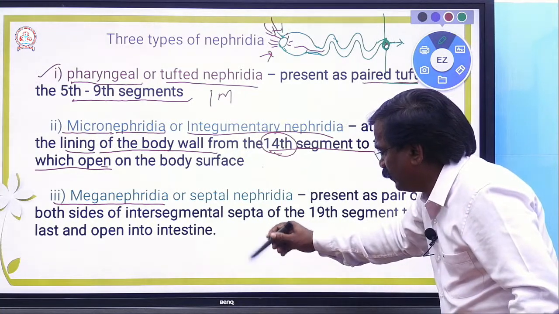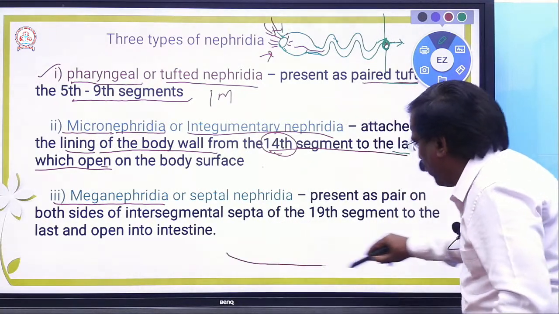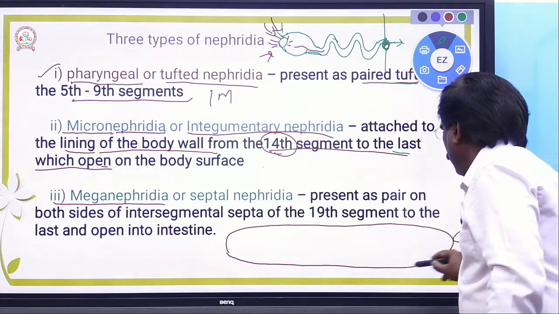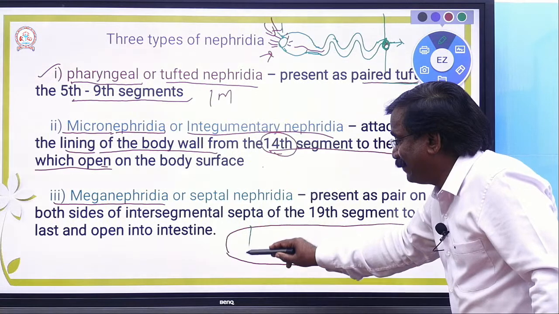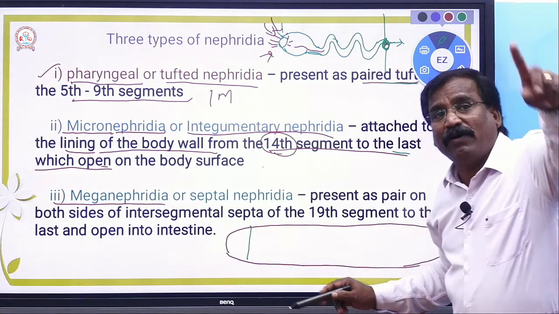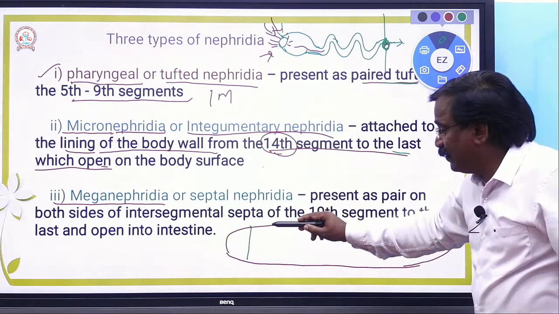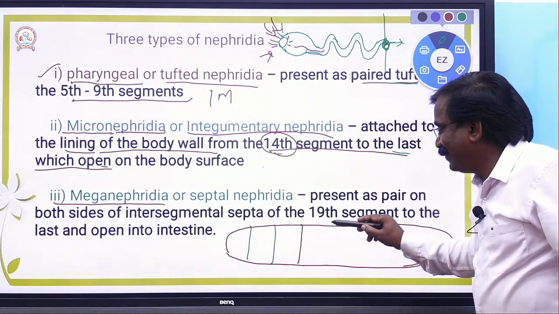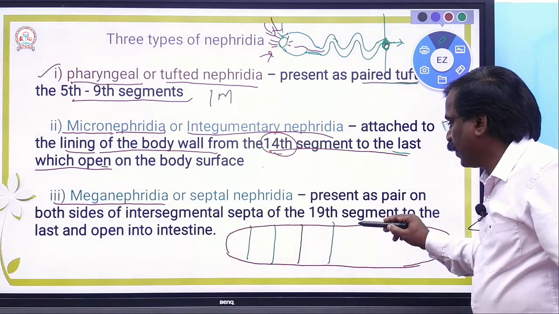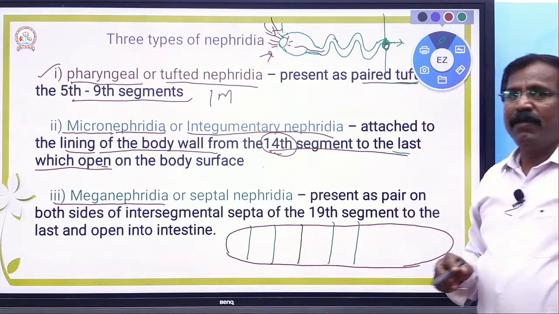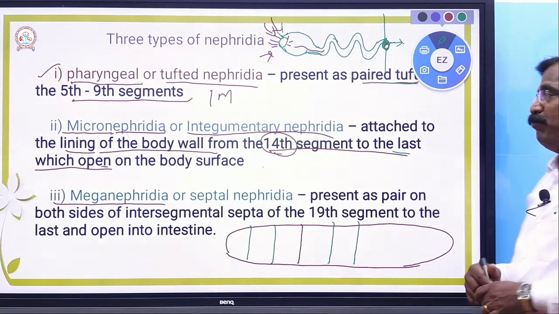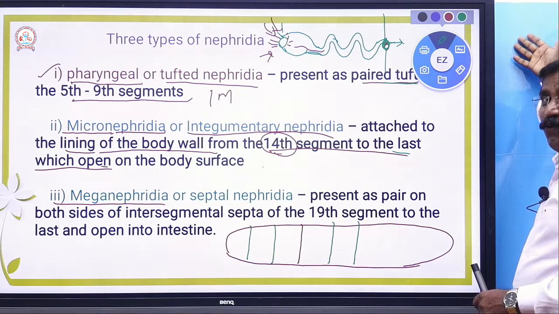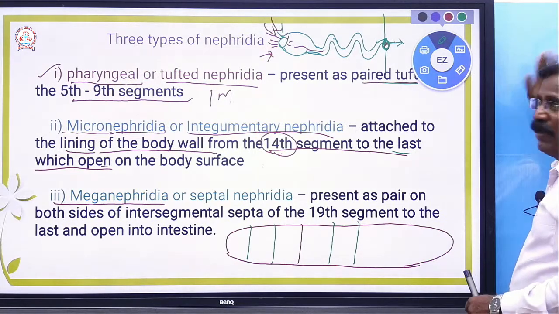Septum means, listen, this is the body of the earthworm. It is metamerically segmented, you know that, divided externally as well as internally. Internally, what separates it? There is a muscle wall. Look here, this wall is there. What does this wall do? There is one room next to another room, and this wall separates the two.